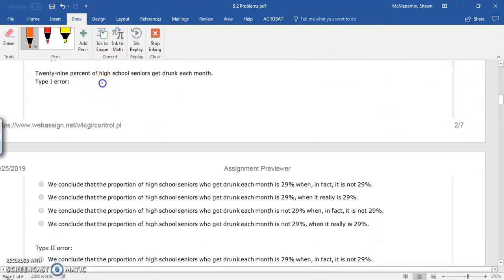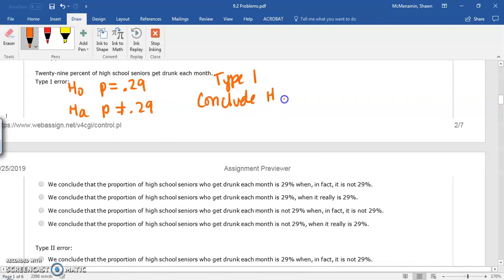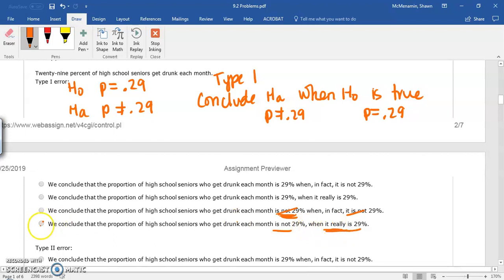Okay, so 29%. So P equals 0.29. That is your null. Your alternative is P is not equal to 0.29. A type 1 error is if you conclude HA when H naught is true. So you're concluding that P is not equal to 0.29 when P actually is 0.29. So it's not 29% when in reality it is 29%.